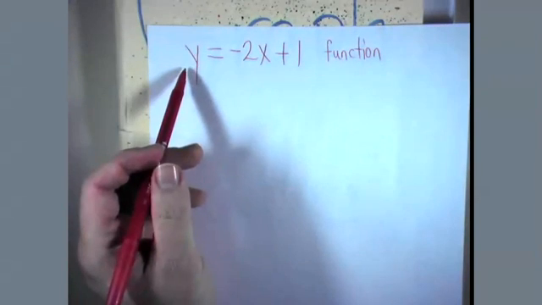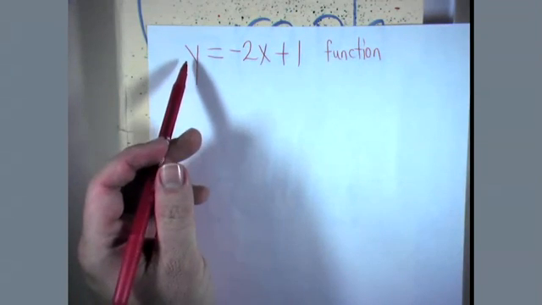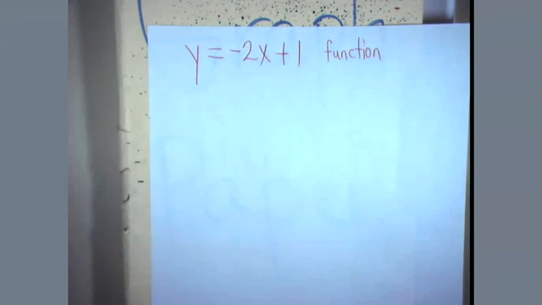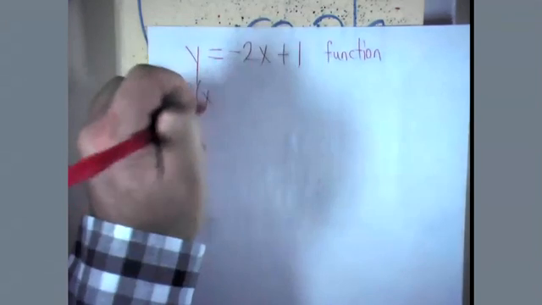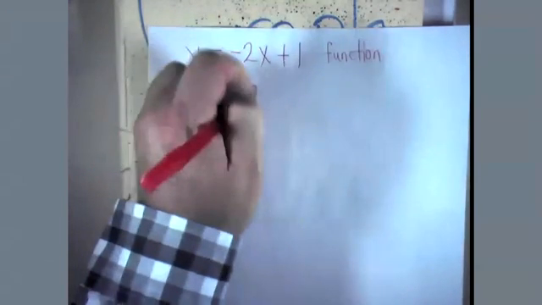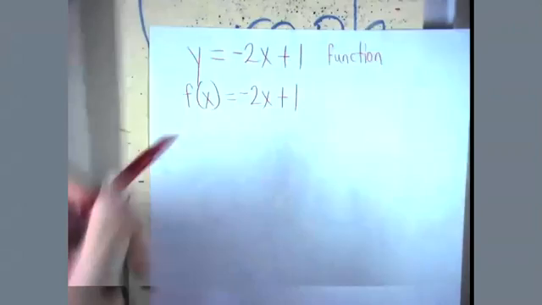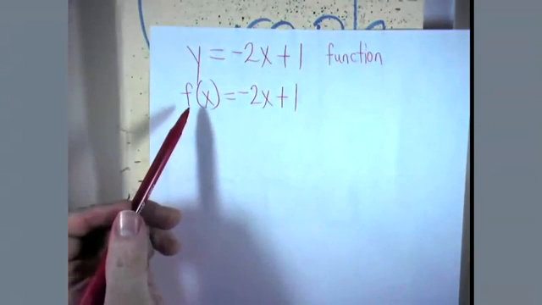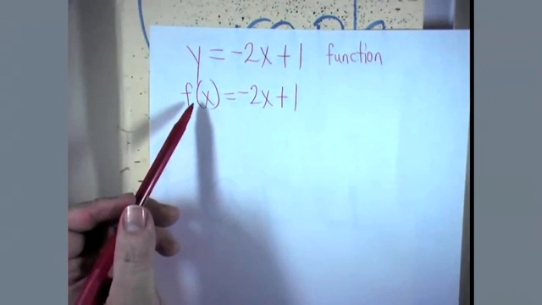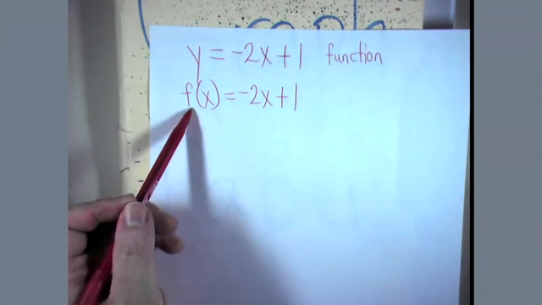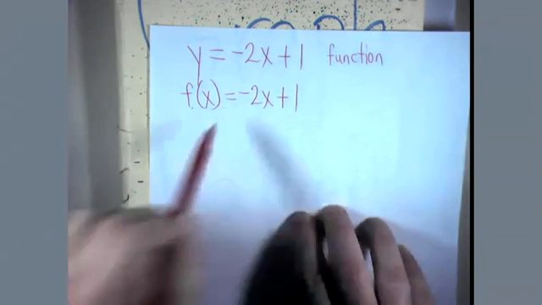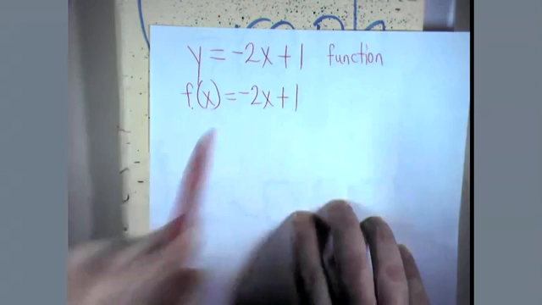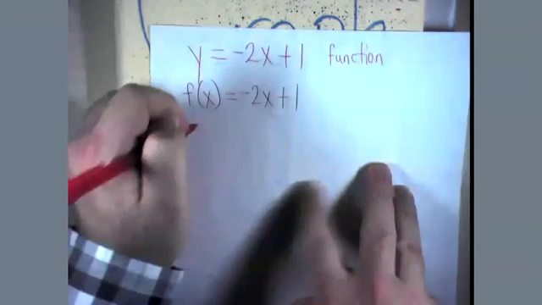Now, sometimes you might not see the y. You might see another notation like f of x or g of x. F of x, y'all, is the same thing as your y value. So if you see f of x, that means you're really looking for the corresponding y value. Now, given this particular function, let's find a few values.